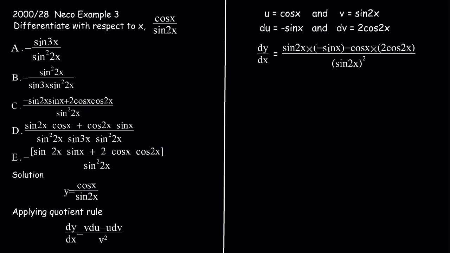Now simplifying further, it becomes minus sin 2s sin s, that's sin 2s times minus sin s, minus 2 cos s cos 2s, that's minus cos s times 2 cos 2s, divided by sin square 2s. And the correct option is E.